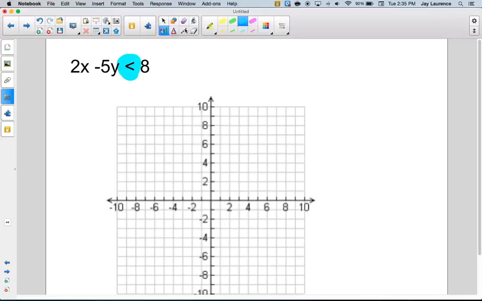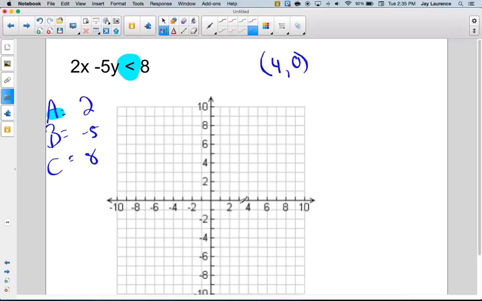All right, so since it's in standard form, I'm going to sing. Oh, I don't want to be in highlight mode. Sorry about that. Are we ready to sing? All right, sing to me, class. A, B, C. Easy as 2, -5, 8. And I think I'm going to find the x-intercept. The x-intercept is going to occur at 4, 0. Right? 4, 0.